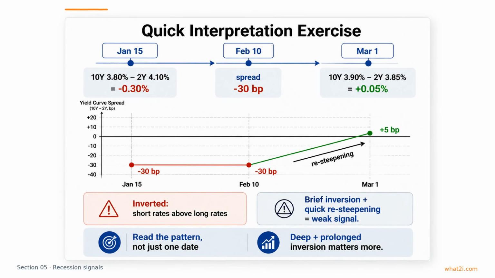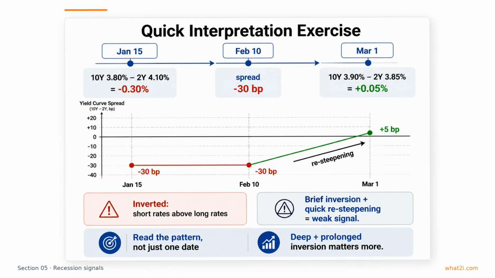A simple exercise helps tie the ideas together. Suppose the spread is negative 30 basis points on January 15 and still negative 30 basis points on February 10, then turns positive 5 basis points by March 1. That means the curve inverted and then re-steepened, but because the inversion lasted only briefly, the signal is relatively weak compared with a deeper inversion that persisted for months. The right lesson is not to overreact to the first negative reading or the first positive one afterward. Read the pattern as a whole and give more weight to depth, duration, and confirmation from other data.